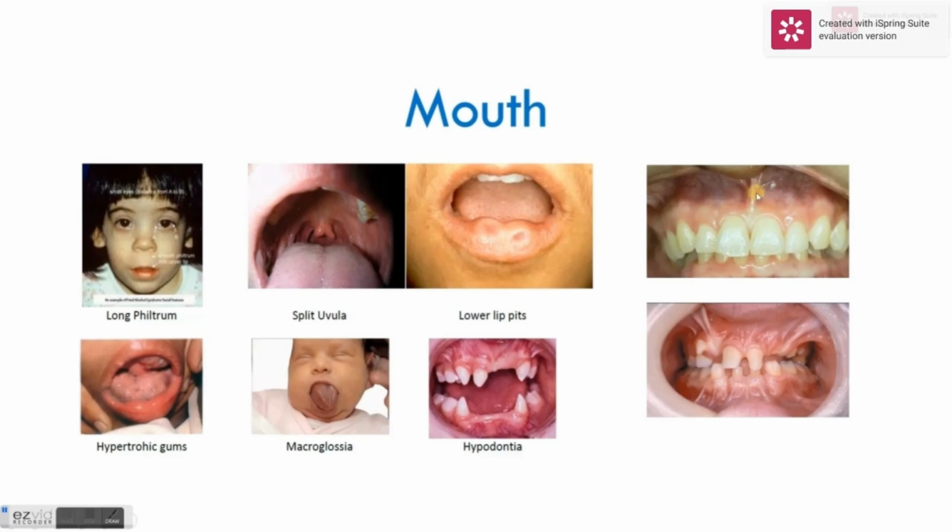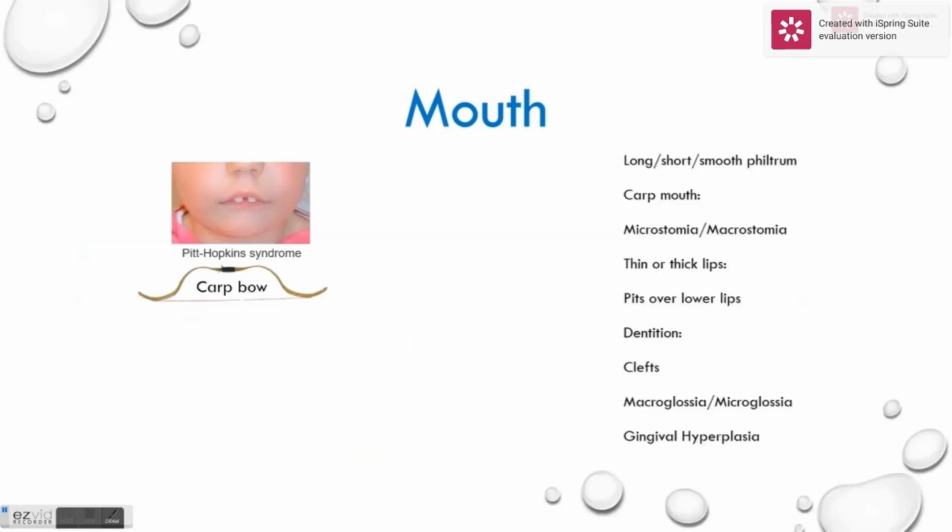This is a frenulum. This is normal, but if you see multiple frenula, it can be an indication of a certain syndrome. Oligodontia, missing teeth with multiple frenula. Macroglossia is an important sign to recognize, and also hypertrophic gums. Recognizing these findings and discovering them is a clue for your diagnosis. Shape of the mouth like a carved bow.